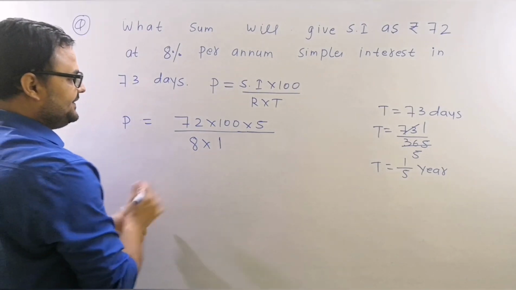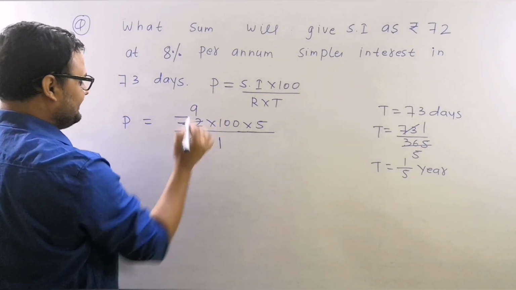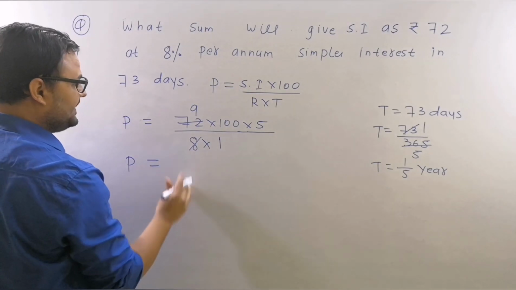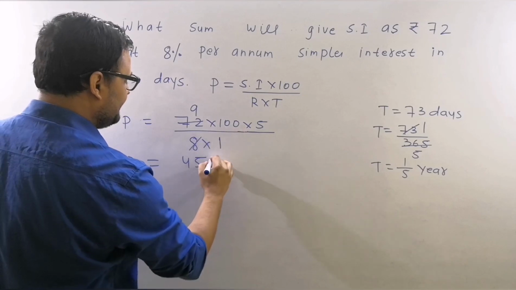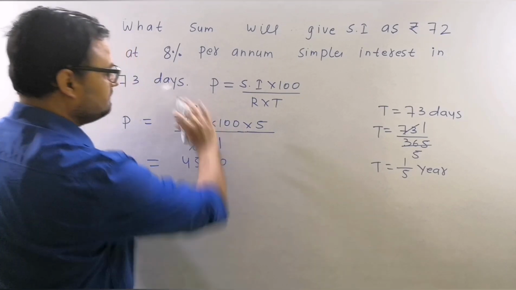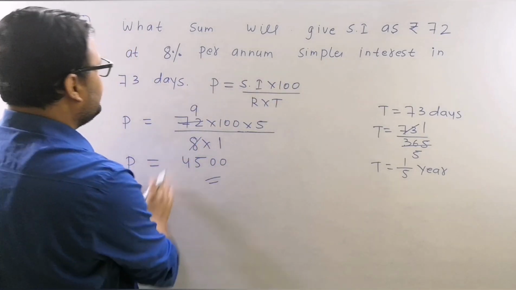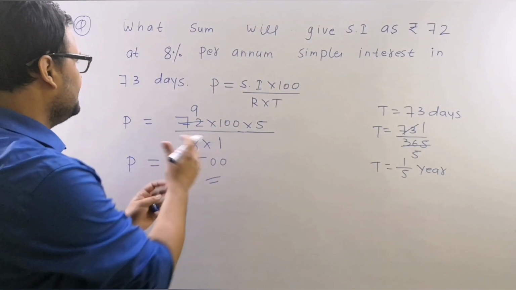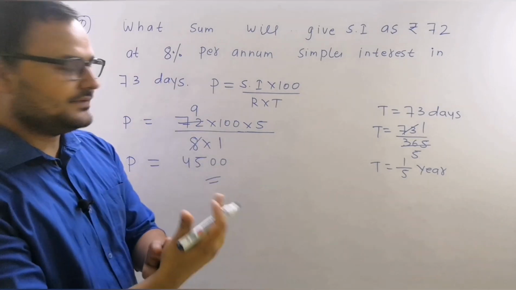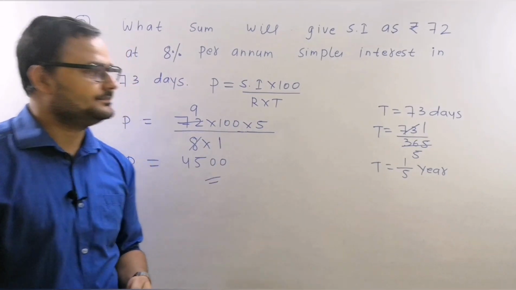Now do simplification: 8 9s are 72, then the principal amount equals 45 and 2 times 0. So this is the way to find P when other things are given. Now we'll do one other question to find rate, and one more question to find the time.